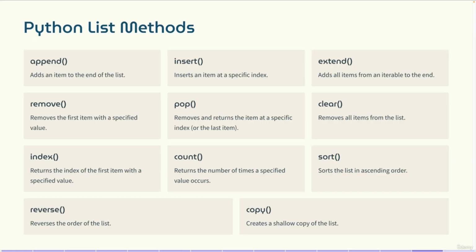What you have here are the 11 methods that you can have for a list in Python. In the next video, we're going to go through each and every one of them and get an understanding of how you can work with them right there in code.